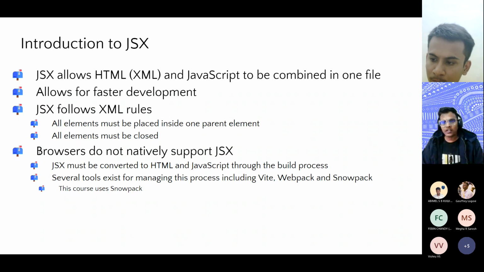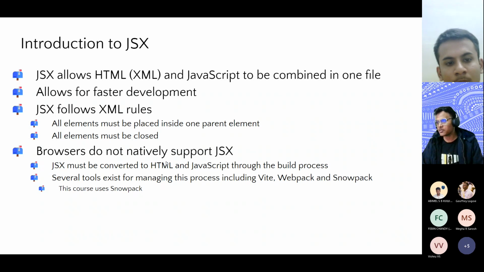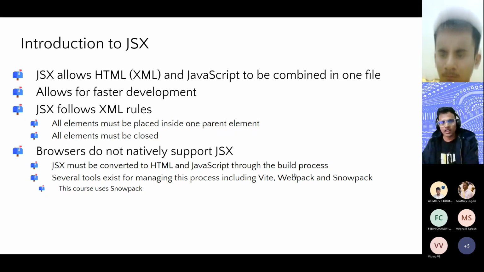Another thing you need to know is that browsers don't support JSX. Browsers only support HTML, CSS, and JavaScript. So in order to convert JSX into HTML, CSS, and JavaScript, we use something like Webpack, Snowpack, or Vite. These are simply tools that convert JSX into HTML, CSS, and JavaScript, so that the browser can read that code. I will show you that later.